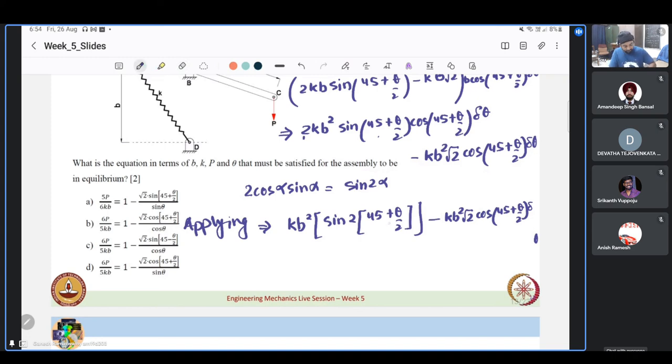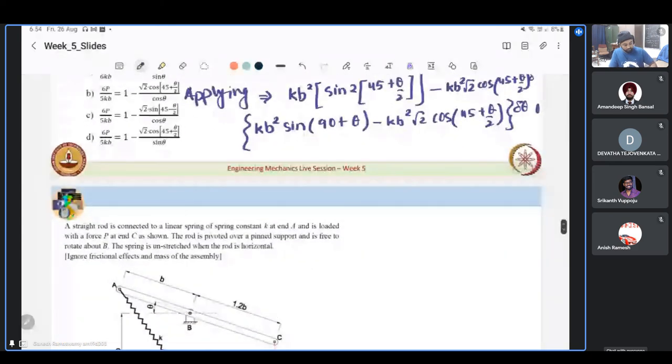So if we multiply this out, what will this come out to be? kb squared sine, we take the 2 inside, it is sine(90 + theta), minus kb squared root 2 cos(45 + theta/2). And the entire thing is having a delta theta. That is understood.